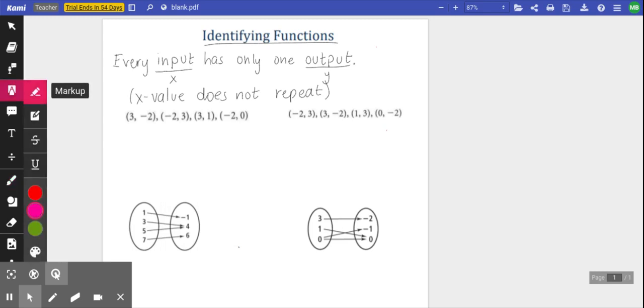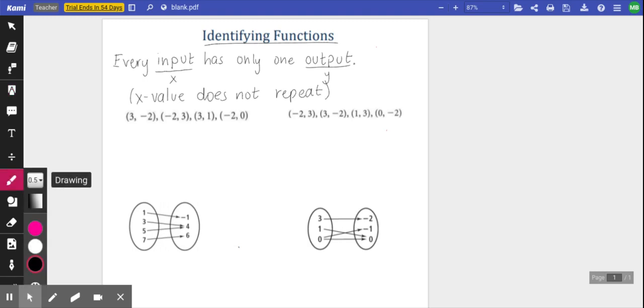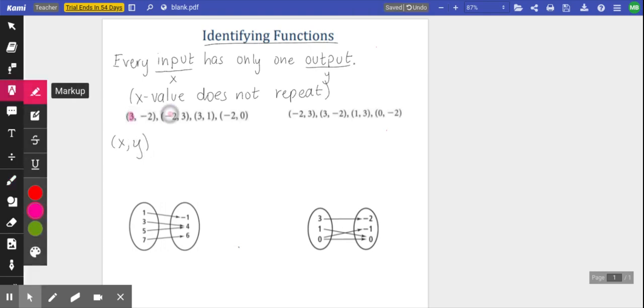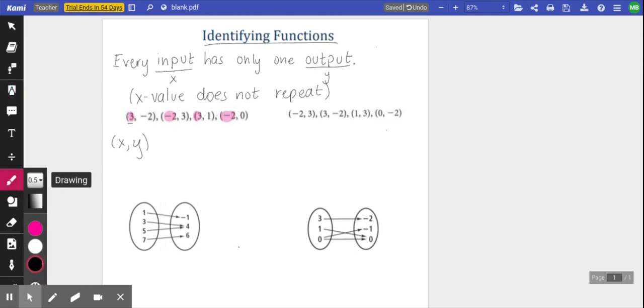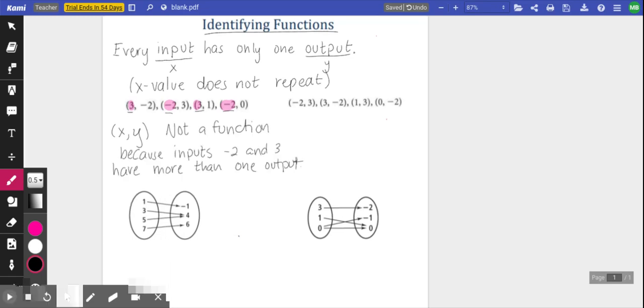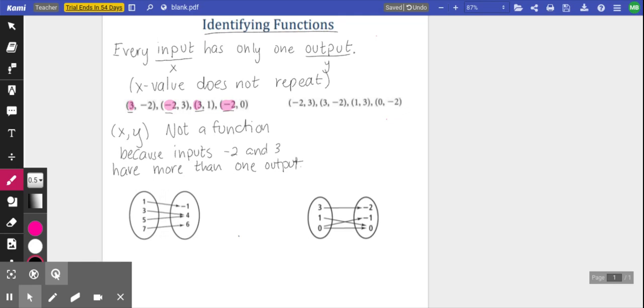So I'm going to start by identifying my x values. In an ordered pair, we know that our ordered pairs are listed x, comma, y. So I'm going to highlight my x values. I have x value of 3, x value of -2, x value of 3, and x value of -2, to which both values, 3 and -2, are repeating. Therefore, this set of ordered pairs are not a function. We would say that this is not a function because inputs -2 and 3 have more than one output.